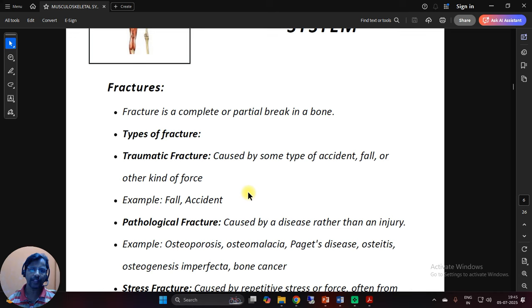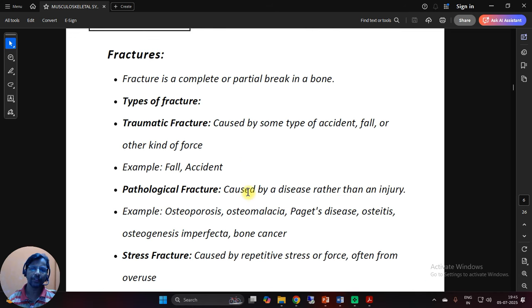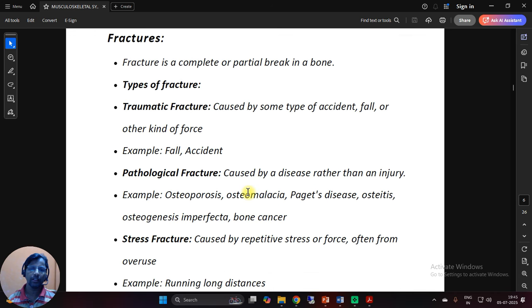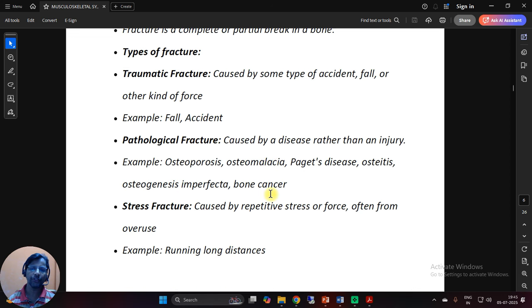Okay. Next, fracture. What is a fracture? A fracture is a complete or partial break in a bone. So we have multiple types of fracture. First one is traumatic fracture. The name itself indicates that a traumatic fracture is caused by an accident, fall or any type of injury. Okay. Examples of traumatic fractures are a fall or an accident.